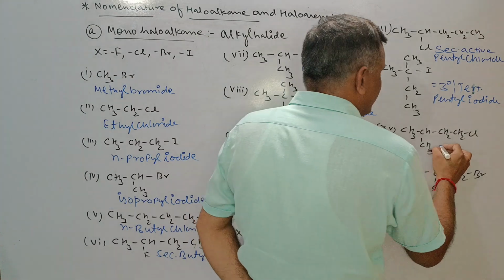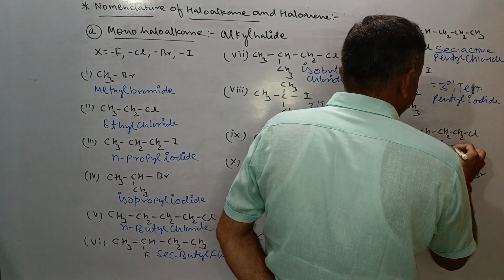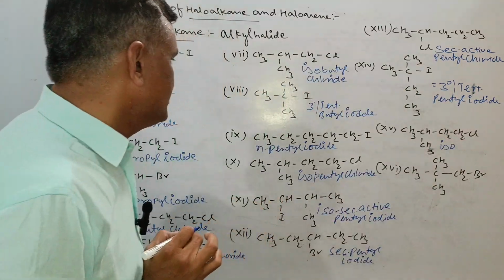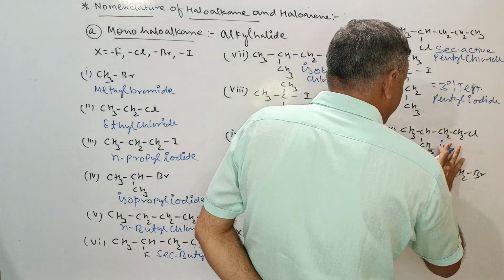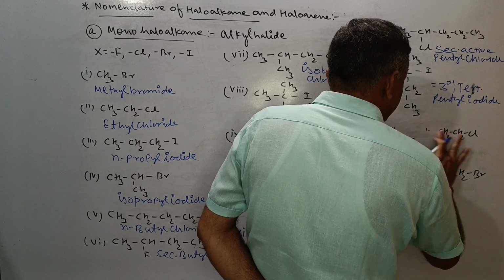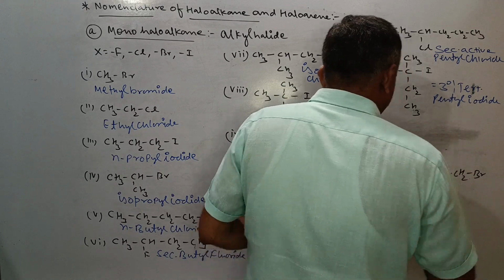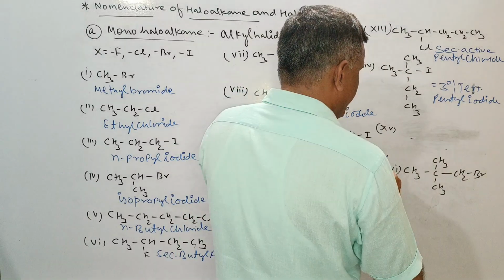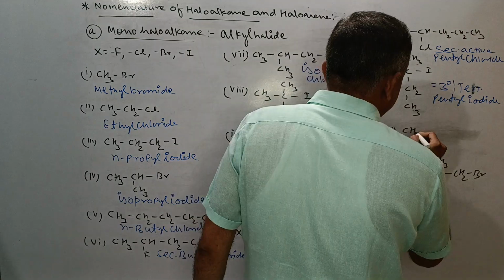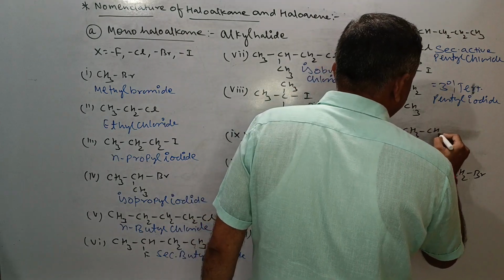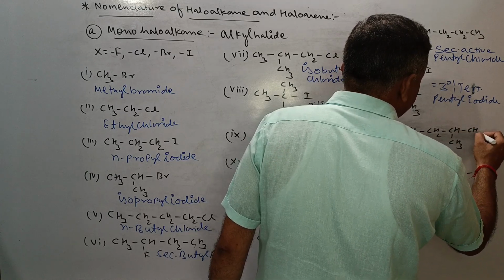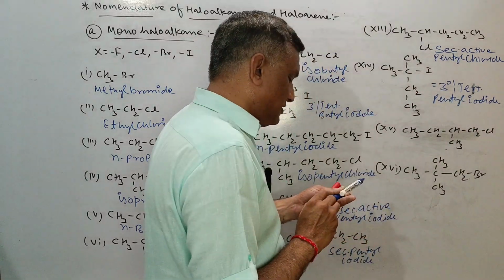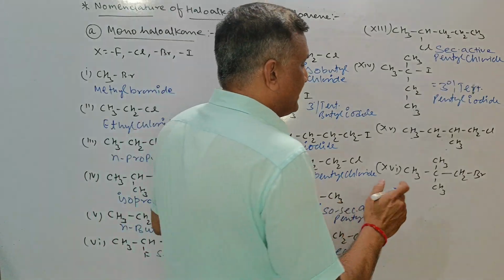Here is your iso, you can say, this is the iso. No, we have taken iso. So you can write it as follows: CH3 CH2 CH, this is the CH3 and CH2Cl. So we can call it just active pentyl chloride.